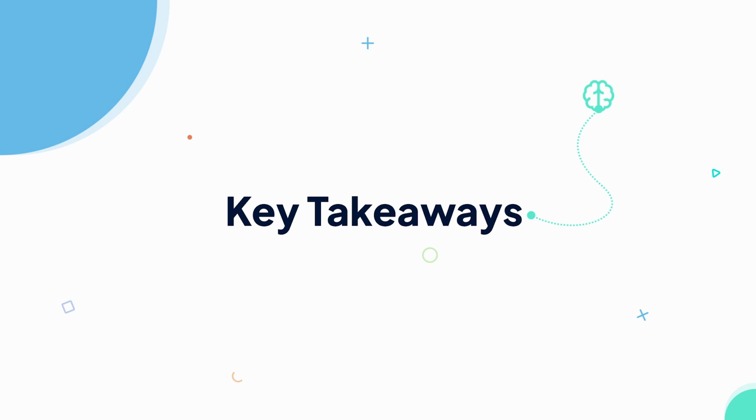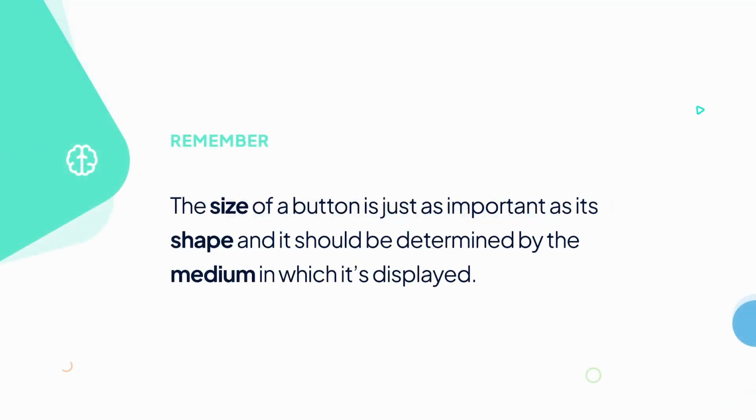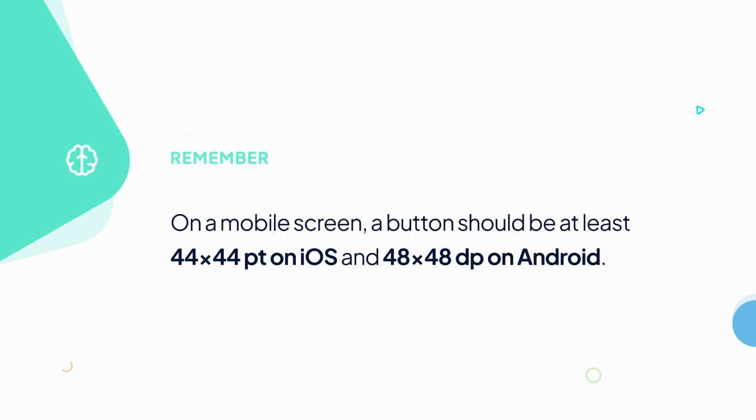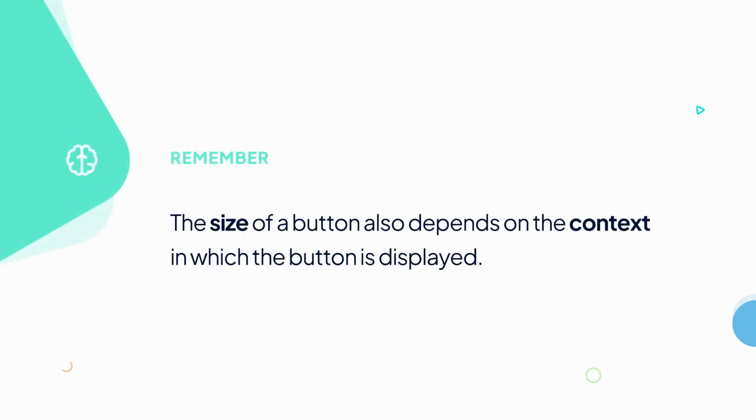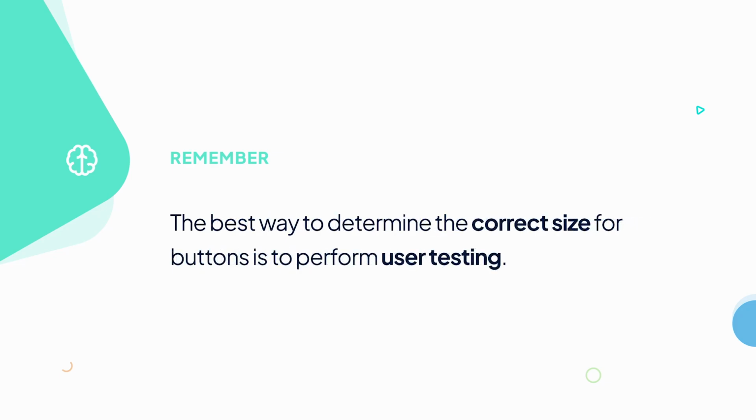So then, a few key takeaways. The size of a button is just as important as its shape, and it should be determined by the medium in which it's displayed. On a mobile screen, a button should be at least 44 by 44 points on iOS and 48 by 48 DP on Android. On desktop screens, the text of the button should have roughly the same size as the body text. The size of a button also depends on the context in which the button is displayed. The best way to determine the correct size for buttons is to perform user testing.